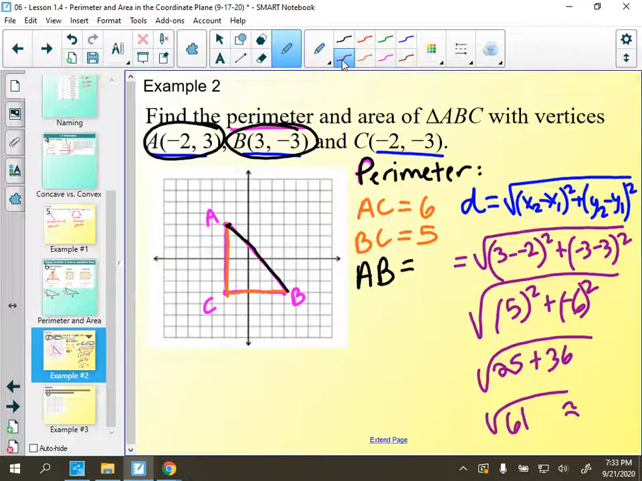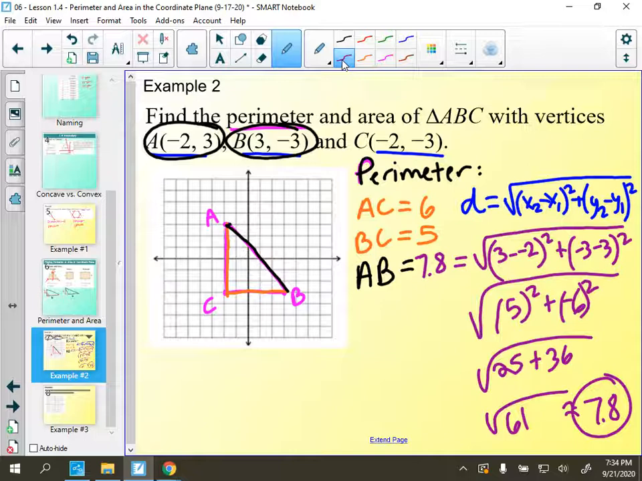Sorry, I just had to grab my calculator because I don't know that one off the top of my head. The square root of 61 ends up being about 7.8. All right, so it's a little bit of work there. I'm keeping track of my distance formula, trying to stay accurate. So we end up with 7.8 units for our length of segment AB.